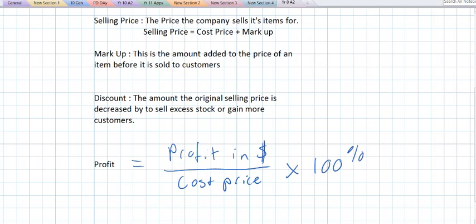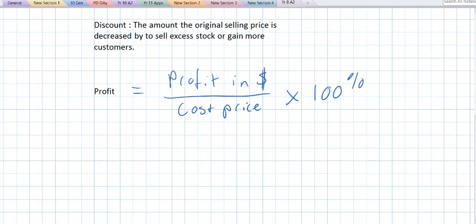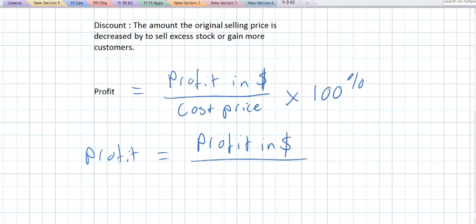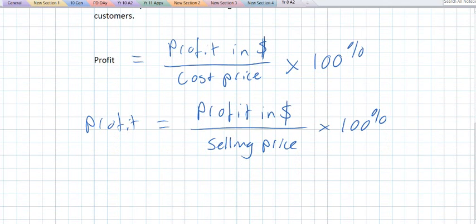However, this equation shows us the profit as a percentage of the cost price. If we wanted the profit as a percentage of the selling price, we would write profit in dollars over the selling price times 100. So either we calculate our profit as a percentage of the cost price or as a percentage of the selling price.